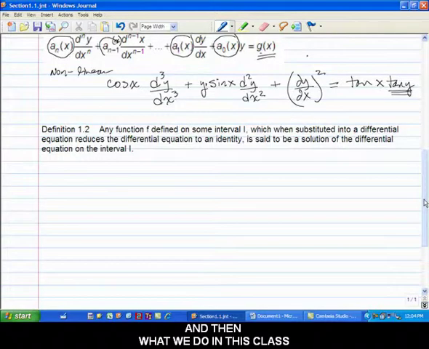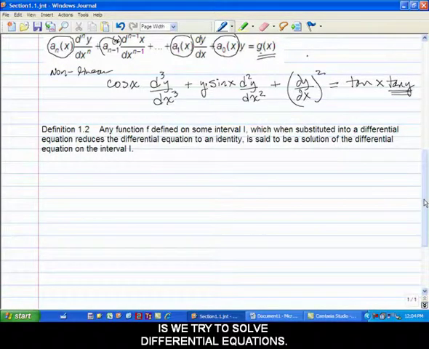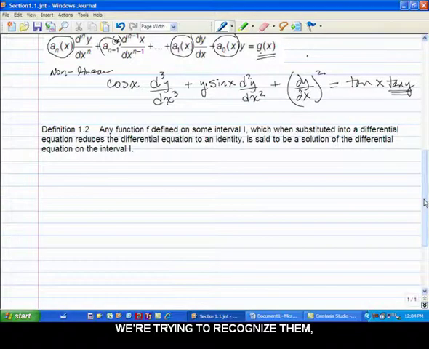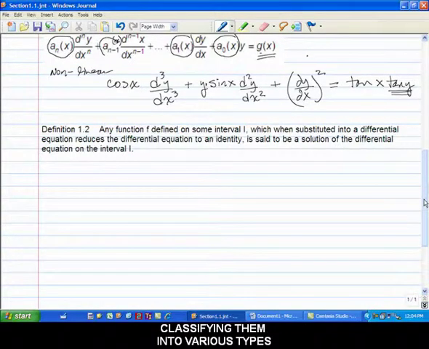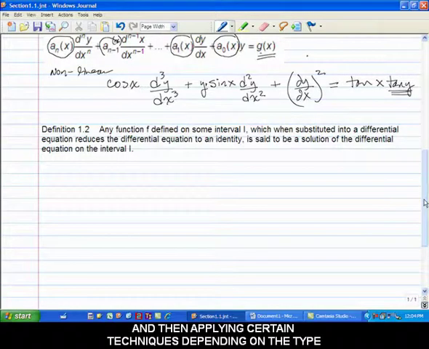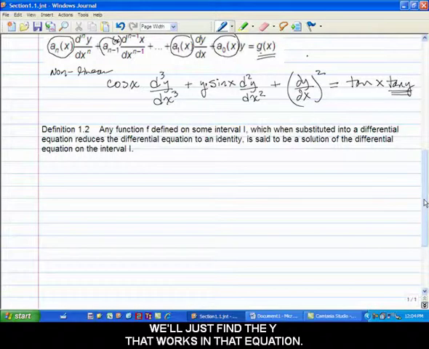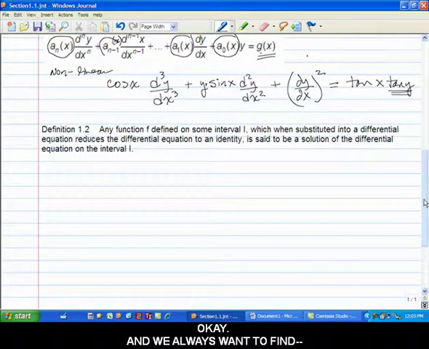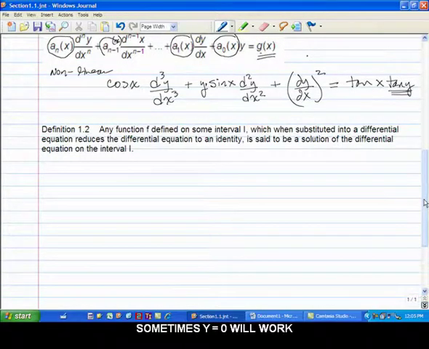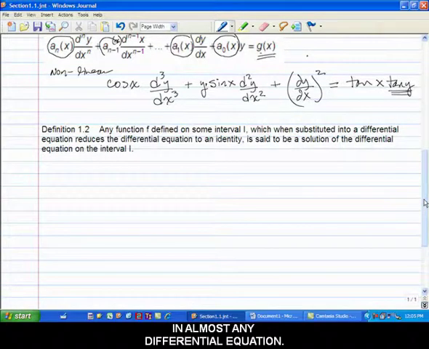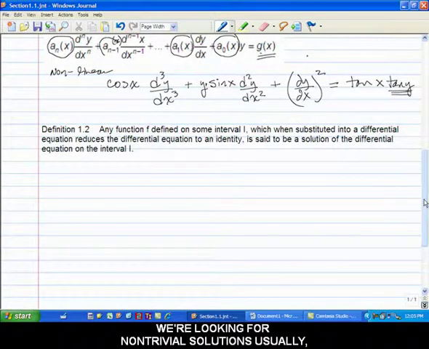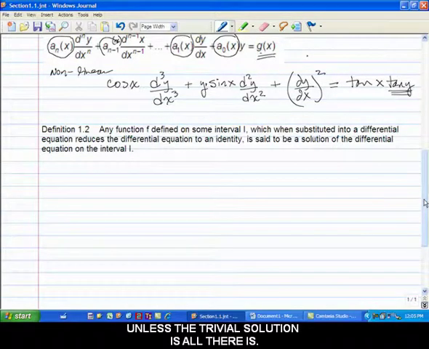And then what we do in this class is we try to solve differential equations. And so we'll be looking at them, trying to recognize them, classifying them into various types, and then applying certain techniques depending on the type to solve them. And by solving them, what I mean is we'll just find the y that works in that equation. And we're not looking just for y equals 0. Sometimes y equals 0 will work in almost any differential equation, but we're looking for non-trivial solutions usually, unless the trivial solution is all there is.